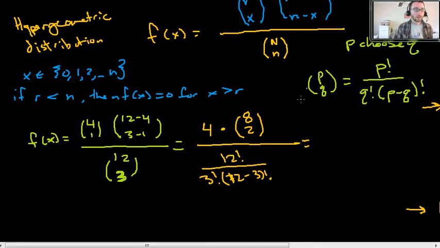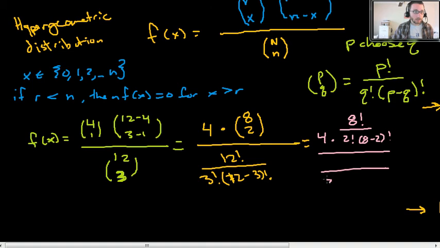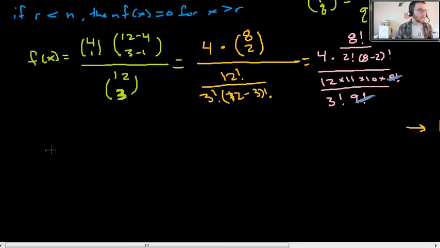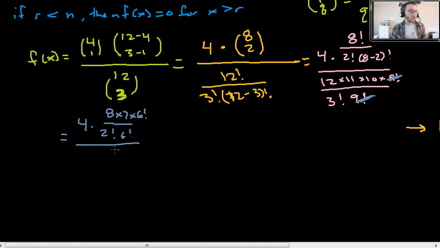This turns into 4 times 8 factorial divided by 2 factorial times 8 minus 2, the quantity factorial, all over 12 choose 3. The way I like to do these is to solve for the bottom first, and then to expand the top one only as far as I need to: 12 times 11 times 10 times 9 factorial, and those 9 factorials will cancel out. We now have 4 times, again expanding this, 8 times 7 times 6 factorial over 2 factorial times 6 factorial, all over 12 times 11 times 10 divided by 3 times 2 times 1.